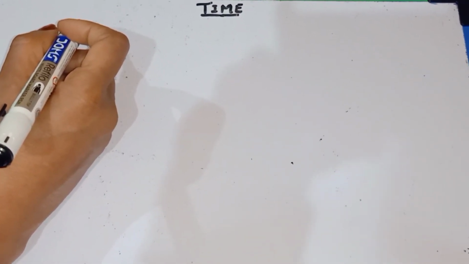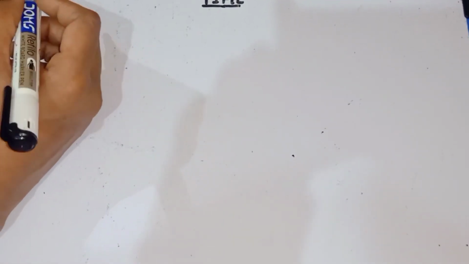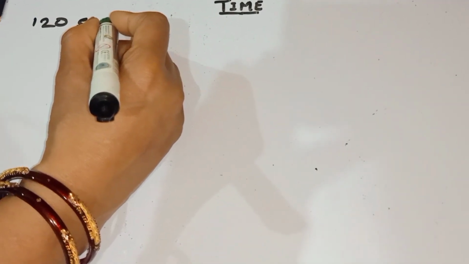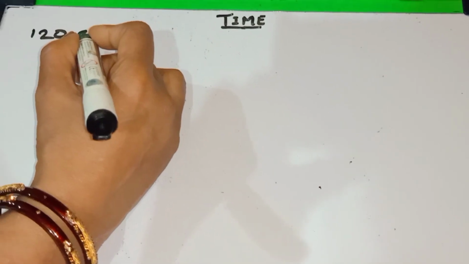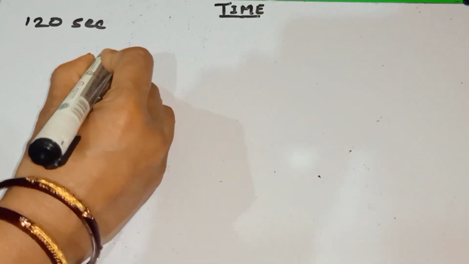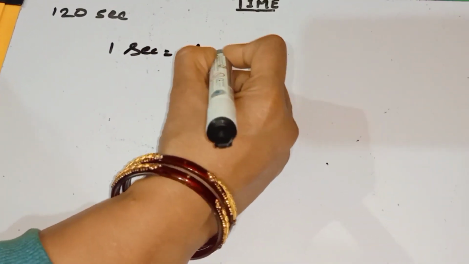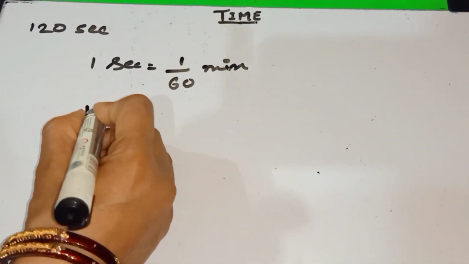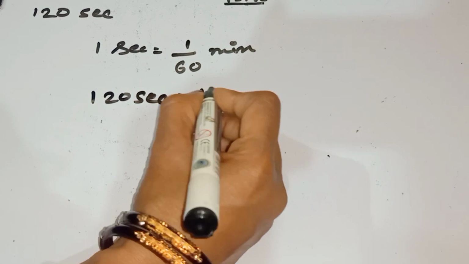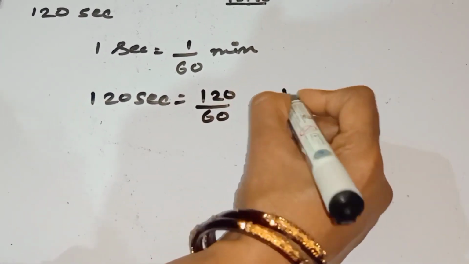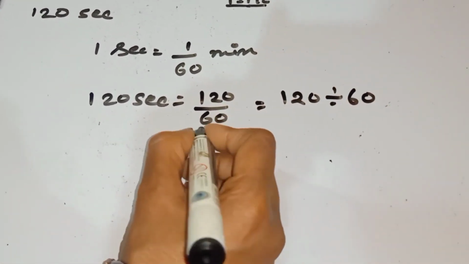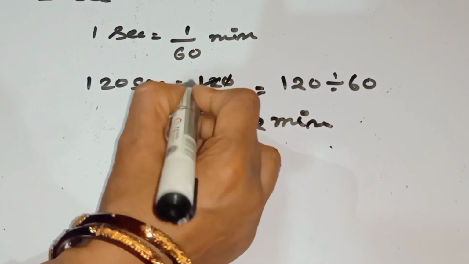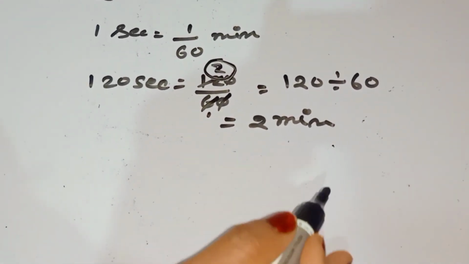The second form in this chapter is how we can change seconds into minutes. Suppose 120 seconds. So children, how can we convert 120 seconds into minutes? You know the formula, 1 second is equal to 1/60 minute. Very well, you put this question in the formula. Simply, you write like this: 120 seconds is equal to 120/60. And you get 2 minutes as the answer, by dividing 120. 6 1 is 6, 6 2 is 12. So, 2 is the answer of this question, and easily you got this answer.